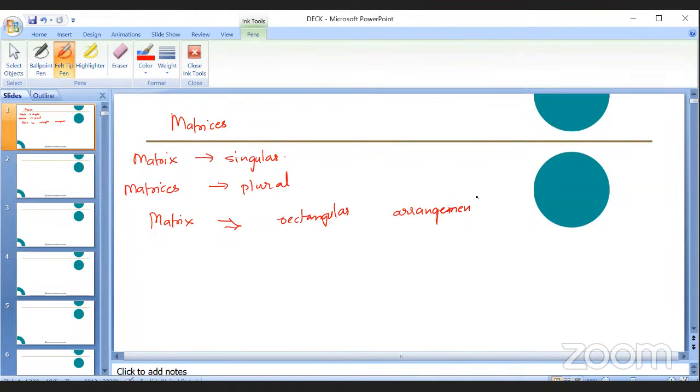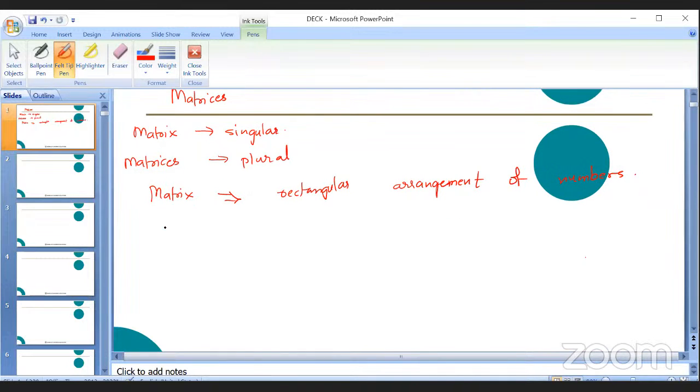A rectangular arrangement of numbers is called a matrix. That means the numbers are arranged in rows and columns. For example, this is the first row. This is the first column. So the number a is in first row, first column.